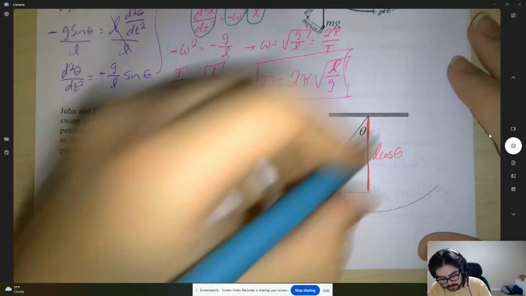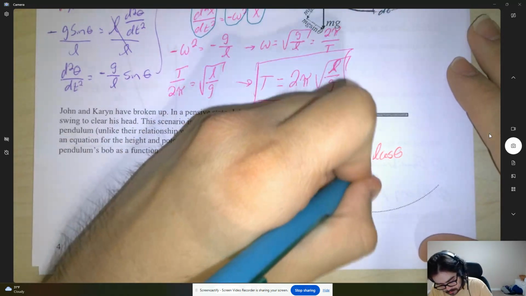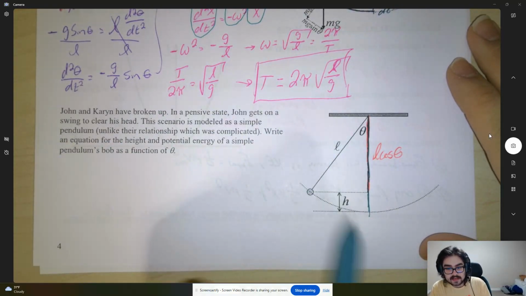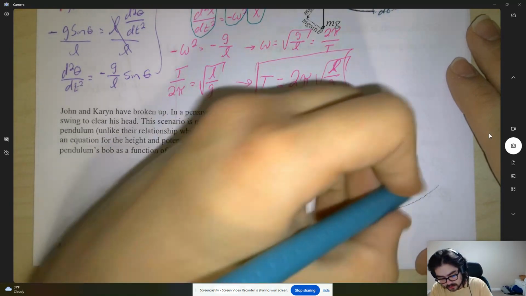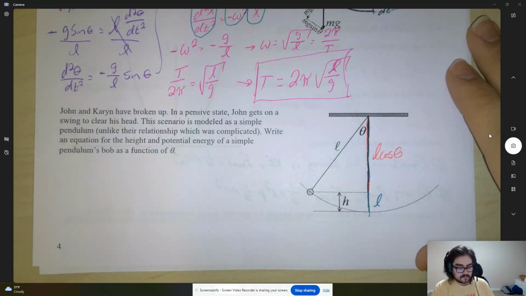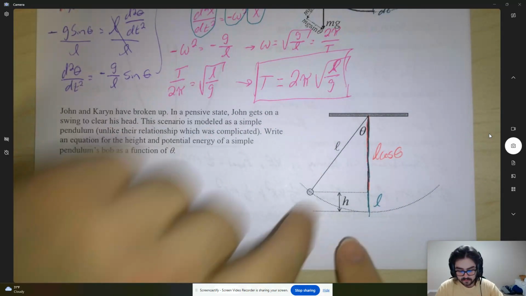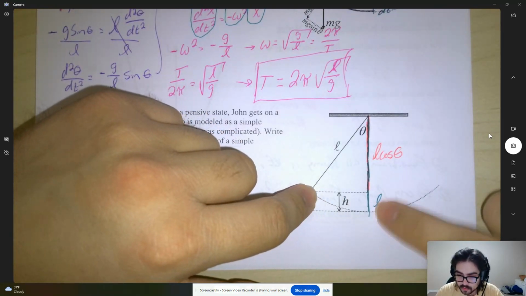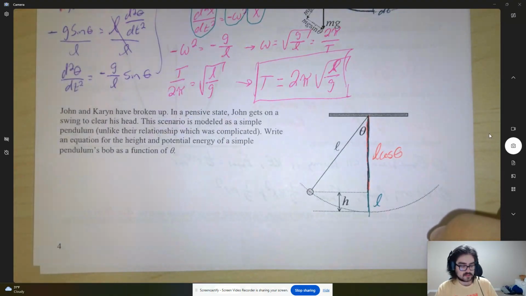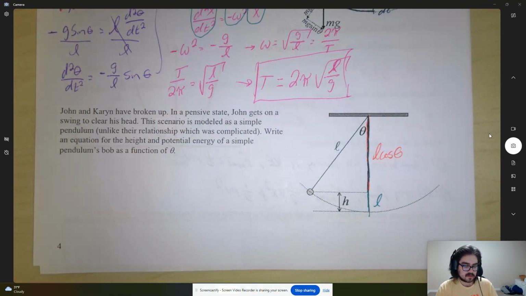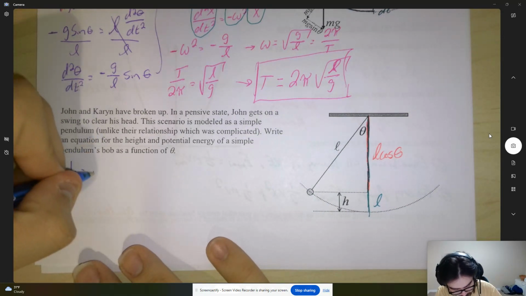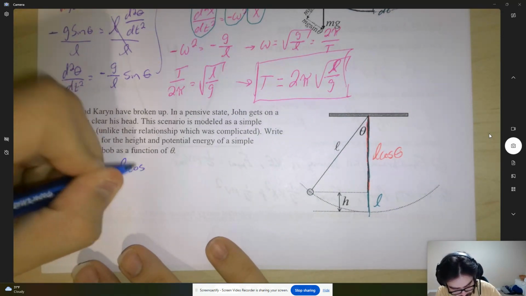When I add on this little piece down here, this whole height is, if the pendulum's at the very bottom, just L. So what I really want to find is just this little piece right here. Well, I can just take the whole length L and subtract L cosine theta from it. That's the easiest path forward from here. So I'm going to say that height has to be equal to L minus L cosine theta.